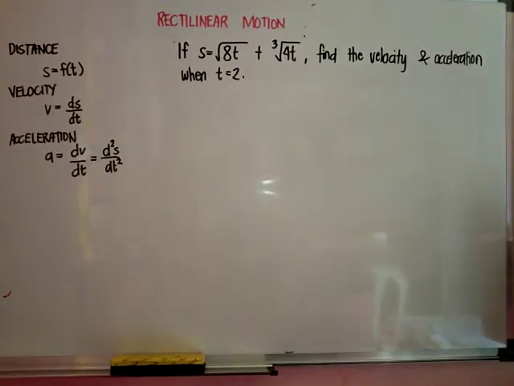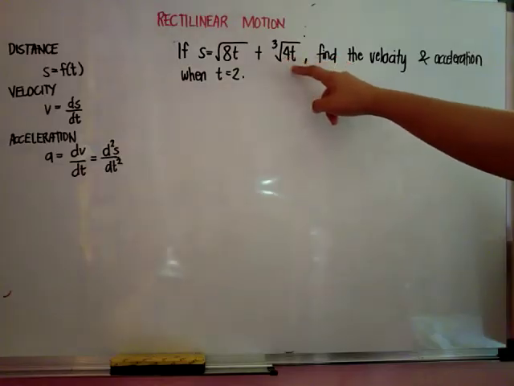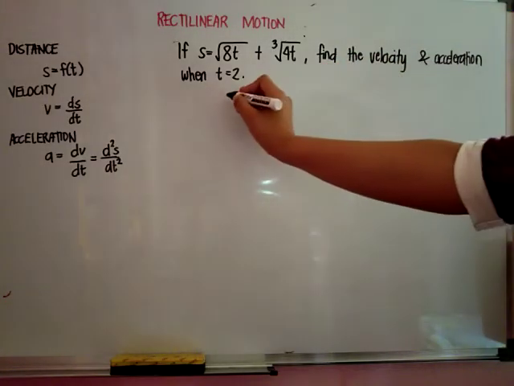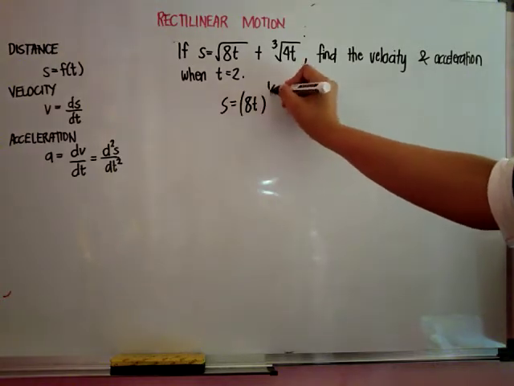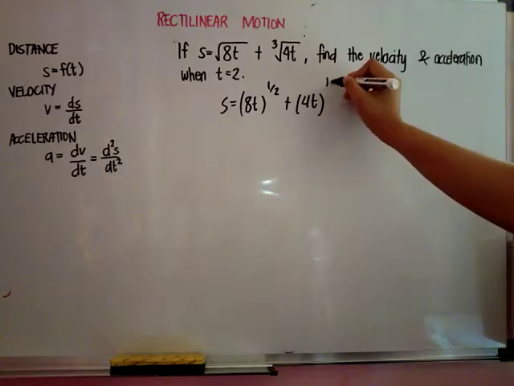So ito na yung next example natin. So we have, if s is equal to square root of 80 plus the cube root of 40, find the velocity and acceleration when t is equal to 2. So, kunin lang daw natin yung velocity and acceleration. So, ang gagawin lang natin, kunin natin yung equation for the acceleration and velocity.